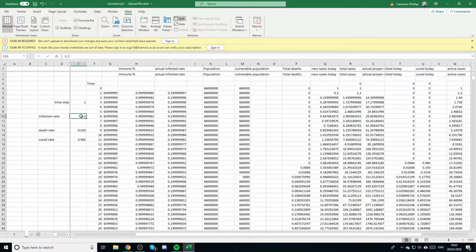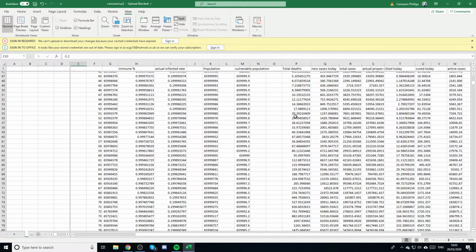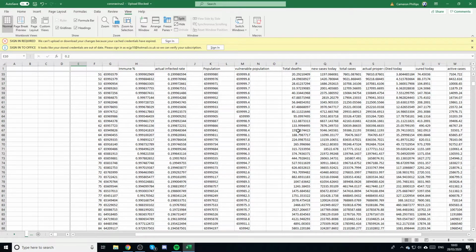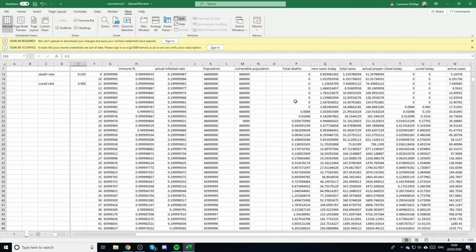Now the infection rate of 0.2 means that every day an active case gives it to 0.2 people, or effectively every 5 people who've got it, an extra 1 gets it. So if you've got 1,000 people active, you get an extra 200 that day. And if we look at our total deaths in this model, it goes from 40 to 80 in 1, 2, 3, 4 days. But in the UK it's happening every 3 days.